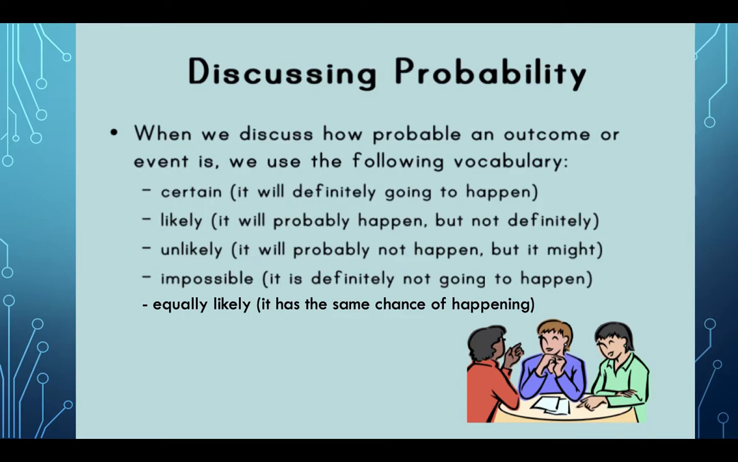So when we discuss how probable an outcome or event is, we use the following vocabulary. The words are certain, which means that it will definitely happen, likely, which means it's probably going to happen, but it's not definite. Unlikely, which means it will probably not happen, but it could. Impossible, which means it's definitely not going to happen. Or equally likely, which means it has the same chance of happening as it does not happening.